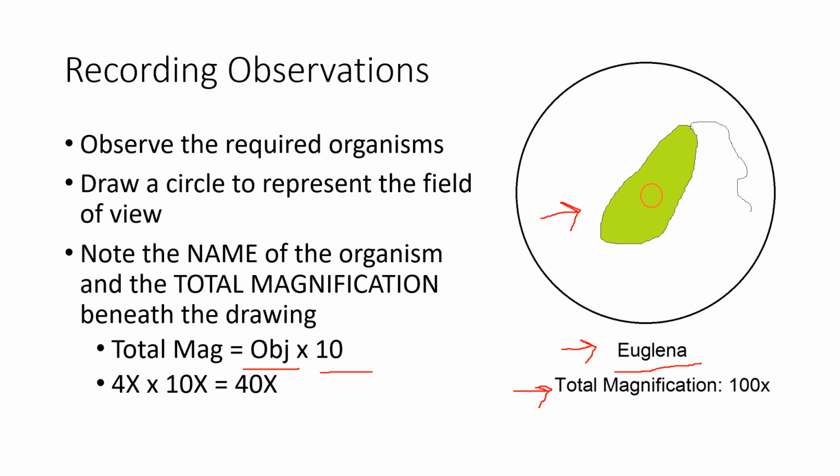and thus is magnified twice. So if you were using the scanning lens, as in this case, the objective lens is 4x, magnifying it 4 times. The ocular lens is then going to magnify that image a further 10 times. So you multiply together the power of the objective lens times the ocular, which is always 10. And that gives you a total magnification of 40x. In other words, the image you are viewing is 40 times larger than it actually is.